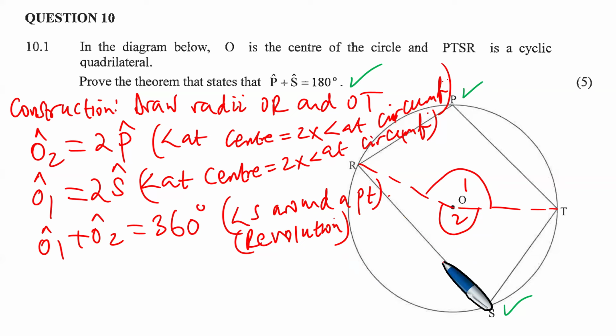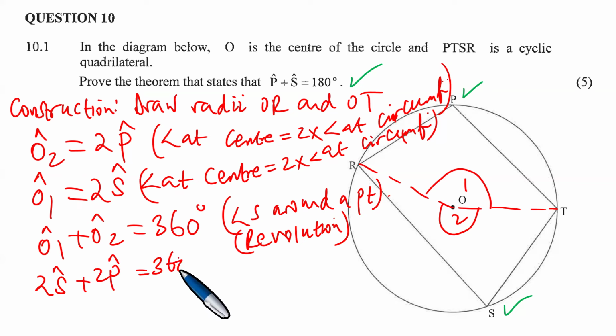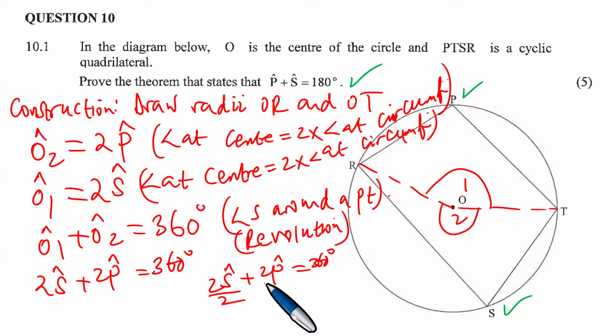Okay, right. So at this point, what is angle O1? It is twice angle S. What is angle O2? It is twice angle P, which is what? 360 degrees. Okay, now at this point, what do we do? So we have twice angle S, twice angle P, which is 360 degrees. You divide by 2. Which means angle S plus angle P is equal to what?